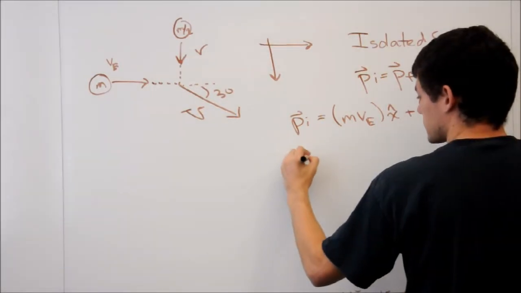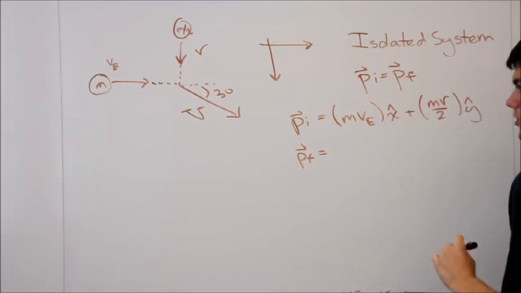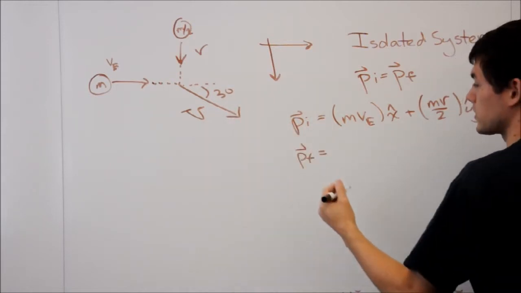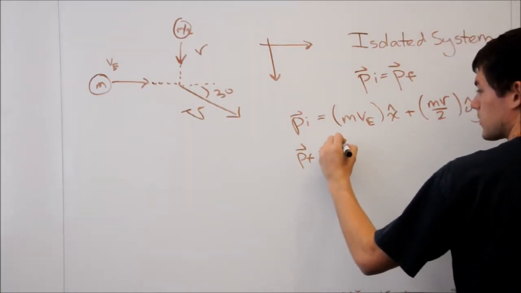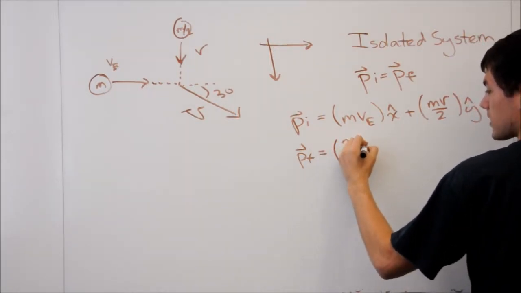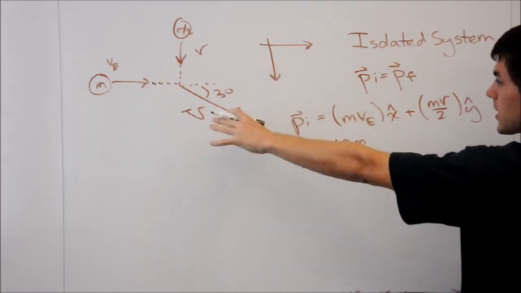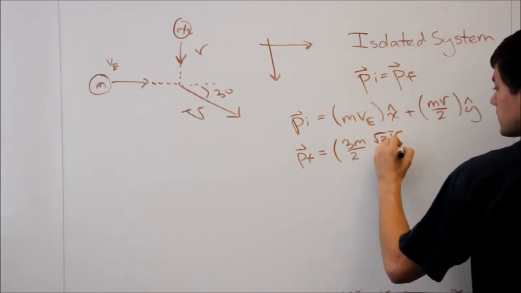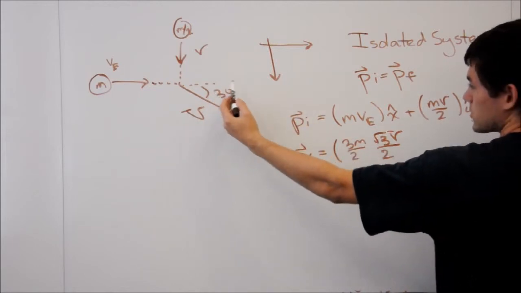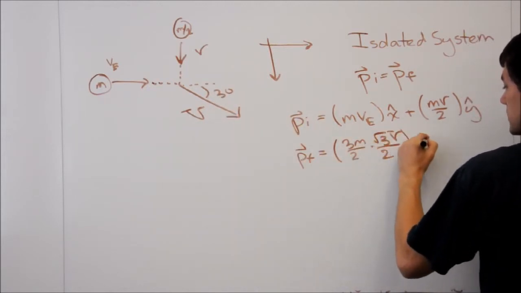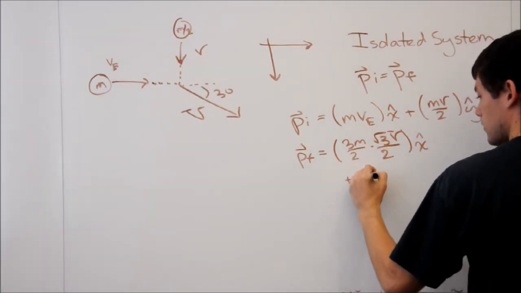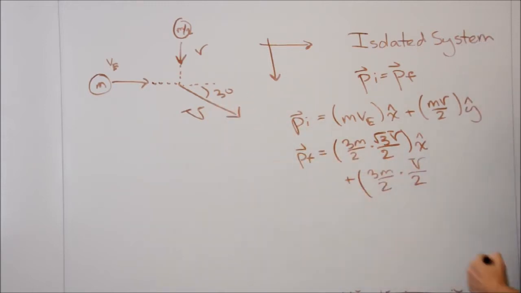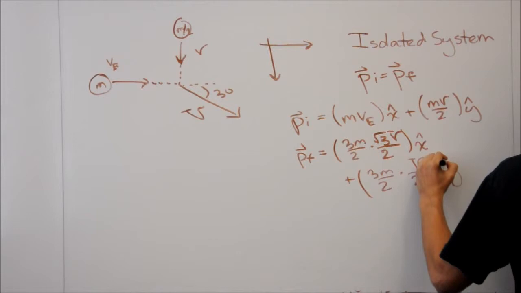And of course, P final is going to be a little bit more complicated, so we're going to have to use trig to find the x hat and y hat components for big V. First of all, we have to sum the masses, since the two of them have stuck together. So we now have a mass of 3m over 2, times root 3 times big V over 2. So that's big V times the cosine of 30 degrees for x hat, plus 3m over 2 times big V over 2. And so that's going to be big V times the sine of 30 degrees times y hat.